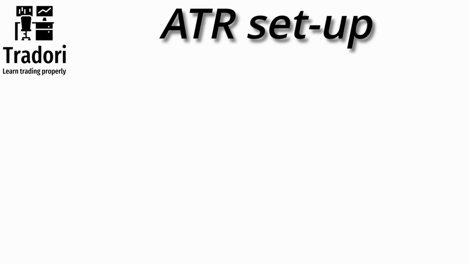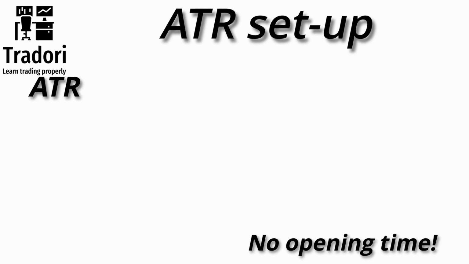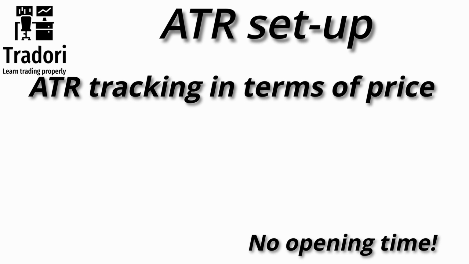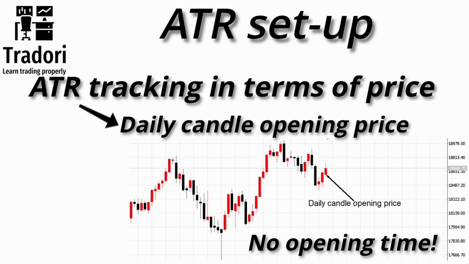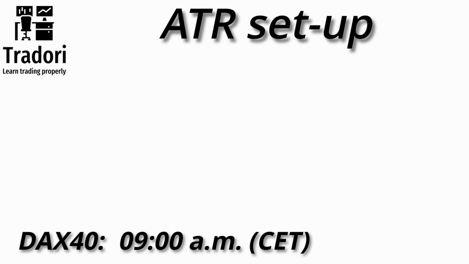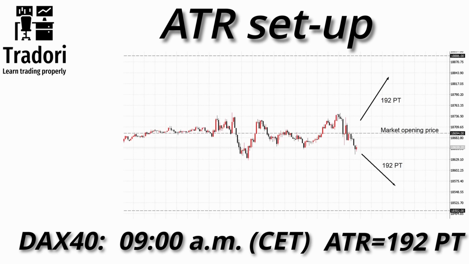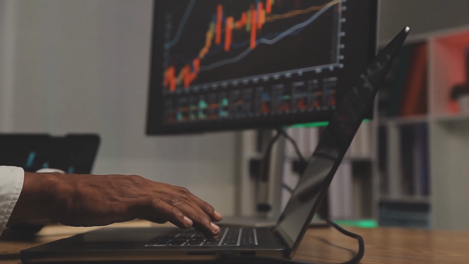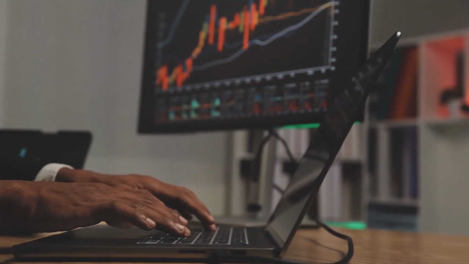For markets where there is no market opening time, ATR tracking in terms of price starts at the daily candle opening price. But with any other market, it starts from market opening time. For example, the DAX 40 market opens at 9 AM Central European time. Let's say our ATR is 192. At the time of 9, on the trading chart, I will mark the price with a horizontal dotted line to track ATR. Or you can set some alerts with triggers to keep in touch. Free of choice. Important is to track ATR from market opening time. Keep that in mind.